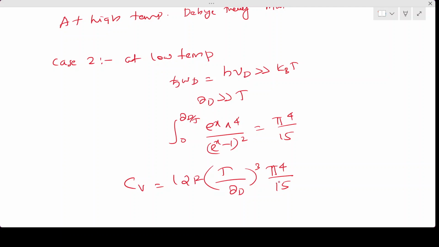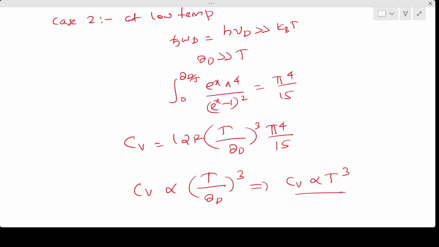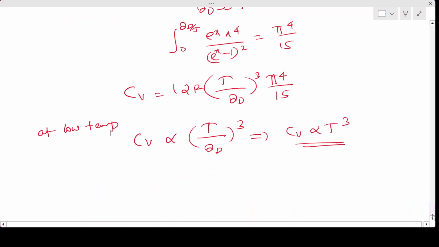Okay, and that means you can see that there is a relation. The specific heat capacity CV is proportional to (T by theta D) cube, which implies CV is proportional to T cube, the applied temperature. So we can say that at low temperature, we can see this expression according to Debye theory. So we are able to satisfy this result.